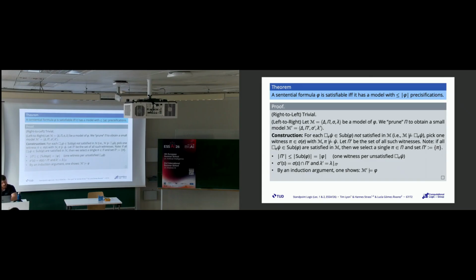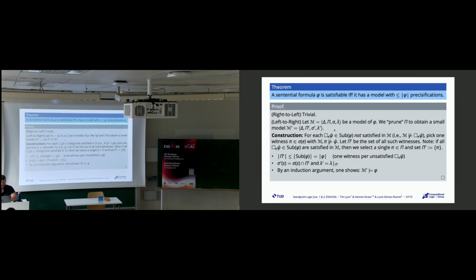So the right to left direction of this theorem is trivial. If a formula phi has a model with at most length of phi many precisifications, then obviously it is satisfiable. So nothing to really do there. Okay, this just follows from the definitions. The left to right direction is the more interesting direction of this theorem. So let M be a model of phi, which follows from the fact that we're assuming in the left to right direction that phi is satisfiable.